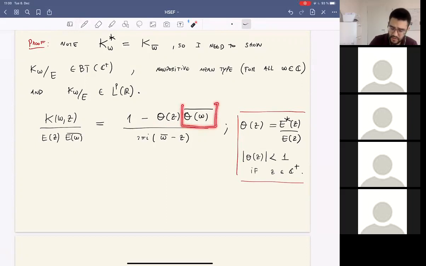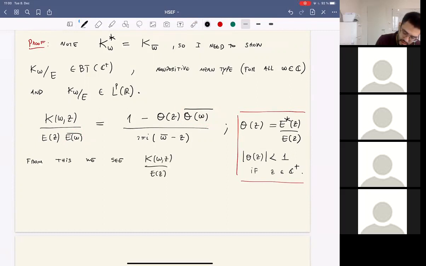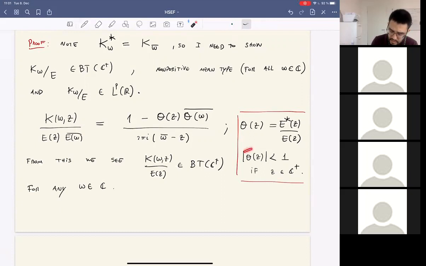And it is, as long as this doesn't explode, okay? As long as W is not a zero of E, because if it's a zero of E, then theta could be infinity. But again, if it's a zero of E, then you could just remove this factor here, which I divided here, multiply both sides, and then you would eliminate that problem. Okay, and then you could proceed with the same argument. So from this, we see that KW(Z) divided by E(Z) is of bounded type in the upper half plane for any W in C. Okay, basically because this function here is bounded by one.